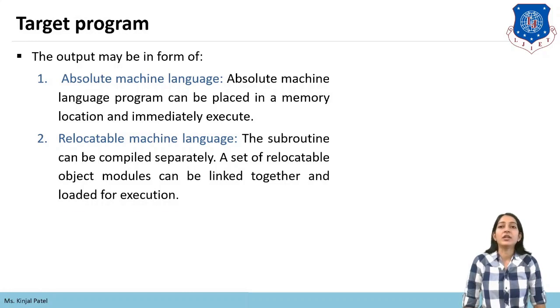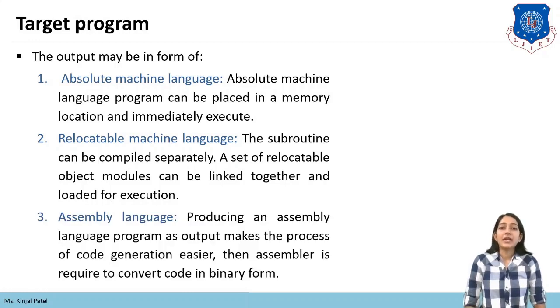Now the third type of target program is assembly language. Producing assembly language as output makes the process of code generation easier, and then an assembler is required to convert it into binary form. So these are the three outputs which can be generated from the code generation phase.